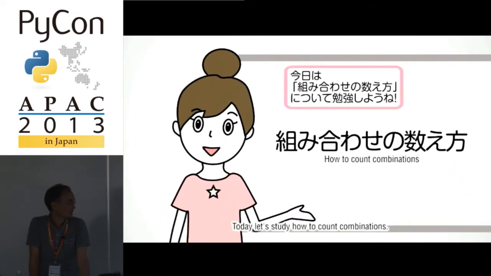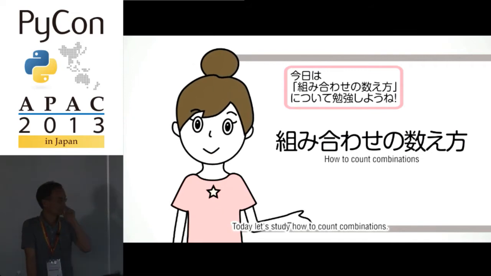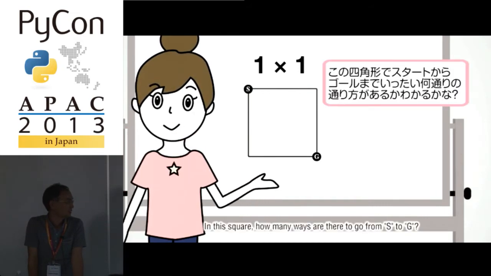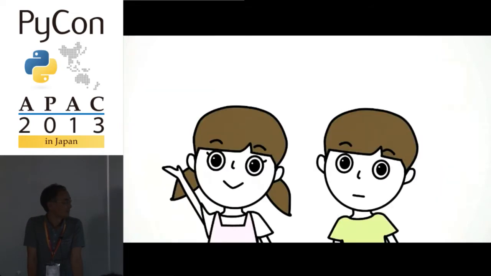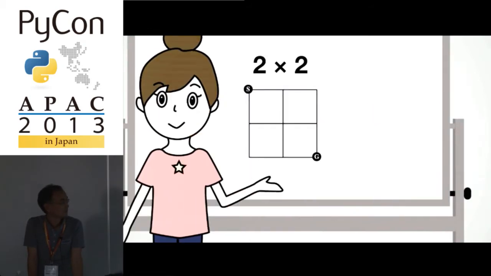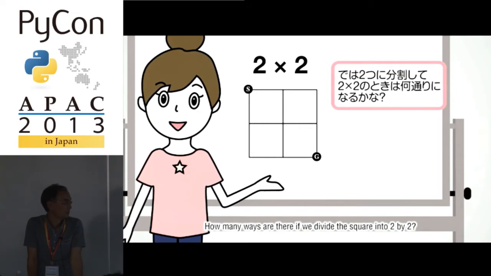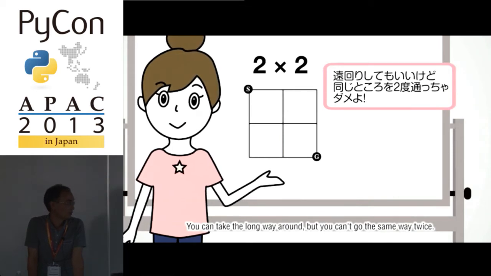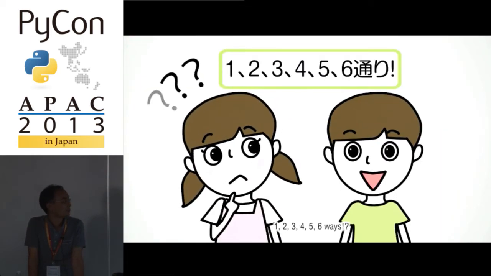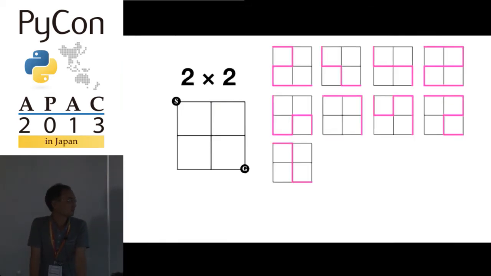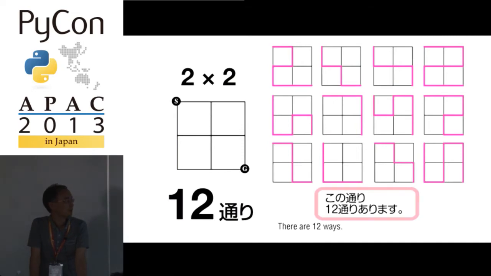Today, let's study how to count combinations. In this square, how many ways are there to go from S to G? 2 ways. That's right. How many ways are there if we divide the square into 2 by 2? You can take the long way around, but you can't go the same way twice. 6 ways? No. There are 12 ways.